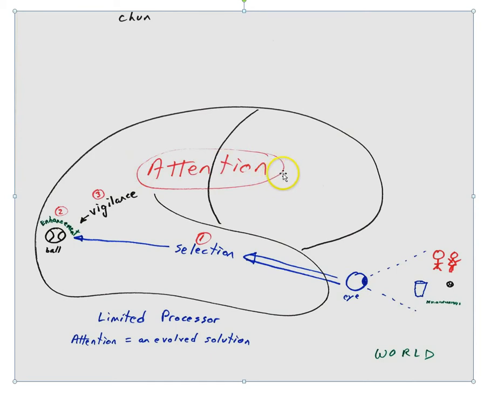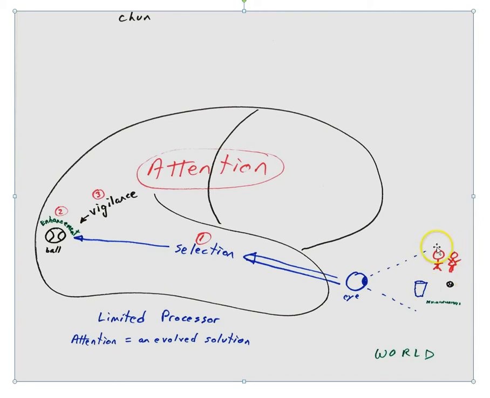Now let's first ask why it is that we have attention systems in the brain. And the idea is that there's just too much information impinging upon our senses for the brain to be processing simultaneously. So the concept here is that brains are limited processors. They have a lot of computational power, but not infinite computational power, right?